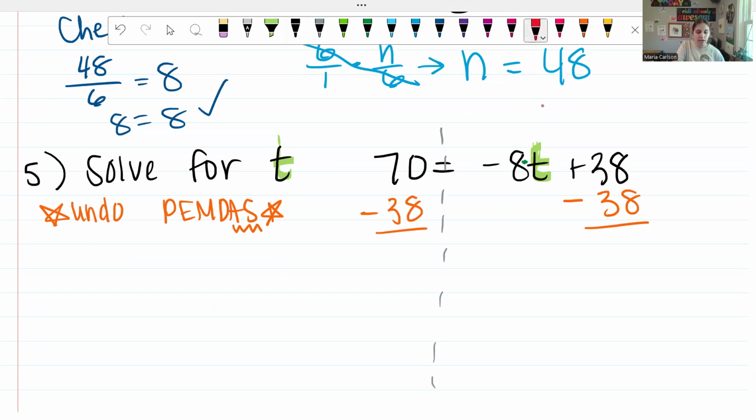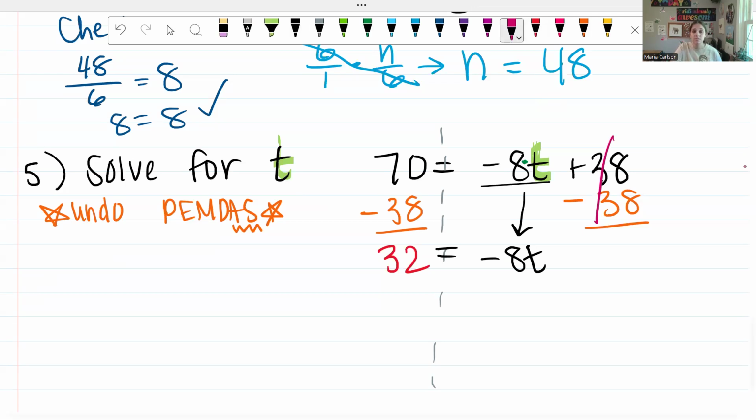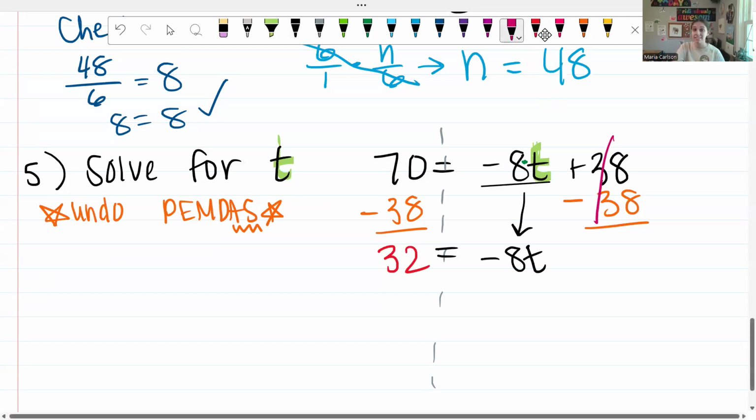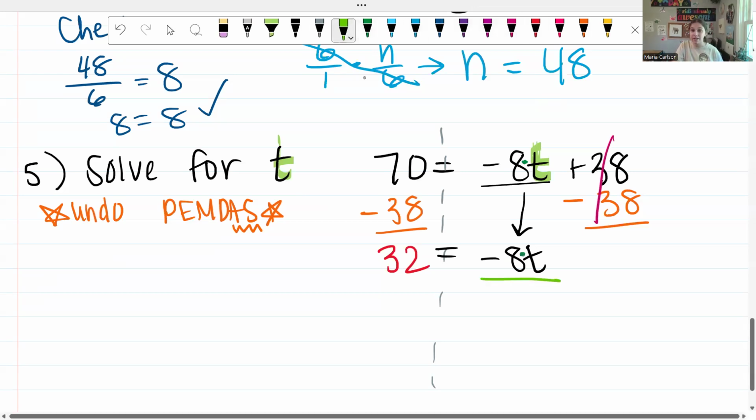70 minus 38 gives me 32, which is equal to, we didn't do anything with this negative 8t. Oh, that's fun. So I'm just going to bring it down. And then positive 38 and negative 38 will just cancel each other out. So now I have 32 equals negative 8t. And remember, we said this is negative 8 times t. So to undo the multiplication, I will divide both sides by negative 8.